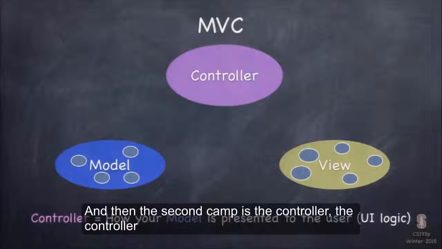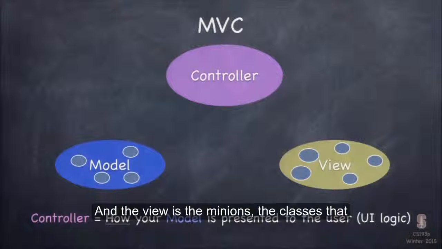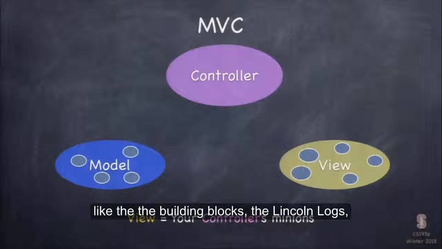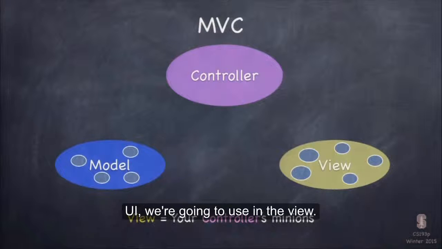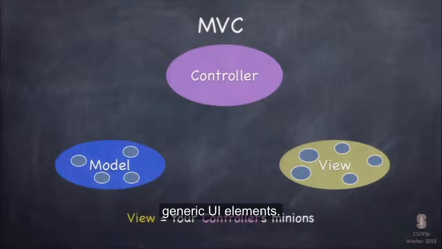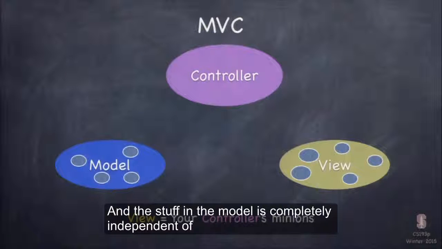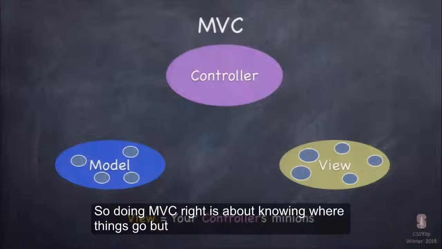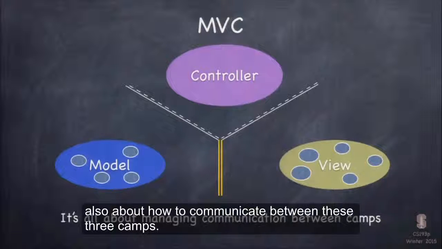The second camp is the controller. The controller controls how the model is presented on screen. And the view is the minions, the classes that the controller is going to use, kind of like building blocks, the Lincoln logs. I don't know, maybe that's before all of your time, but these are the things we're going to use to build our UI. The stuff in the view is pretty generic, generic UI elements. The stuff in the controller is very specific to how your UI works, and the stuff in the model is completely independent of how your UI works. So doing MVC right is about knowing where things go, but also about how to communicate between these three camps.